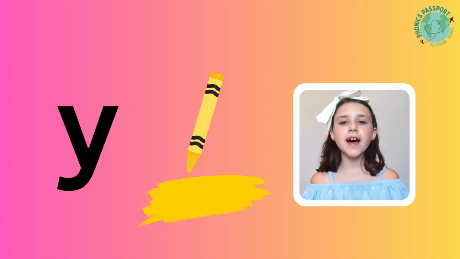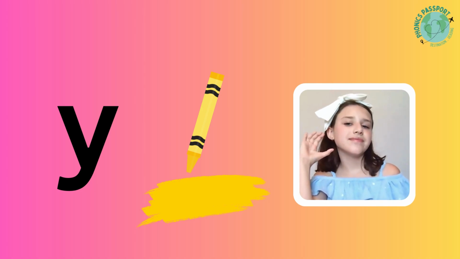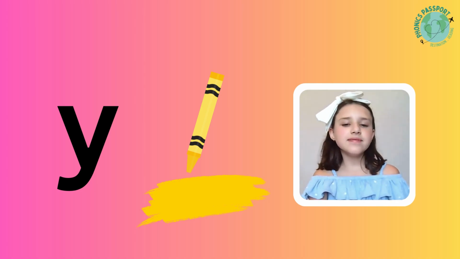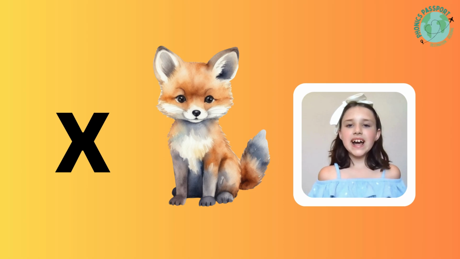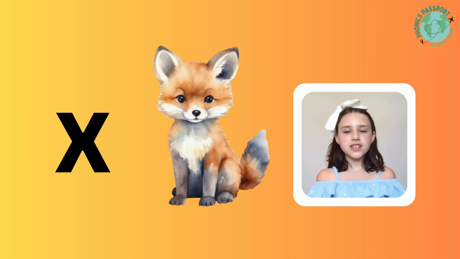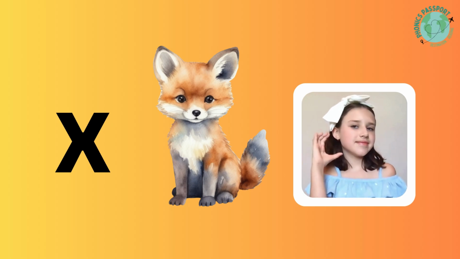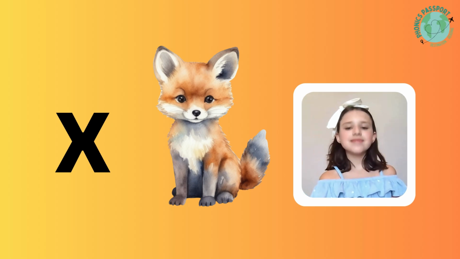Y spells yeah, like the beginning of the word yellow. Watch me. Yeah. Now you try. Yeah. X spells x, like the end of the word fox. Watch me. X. Now you try. X.